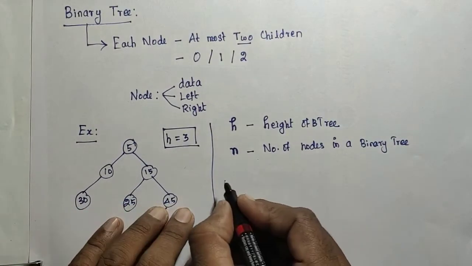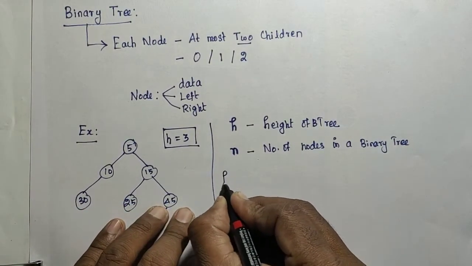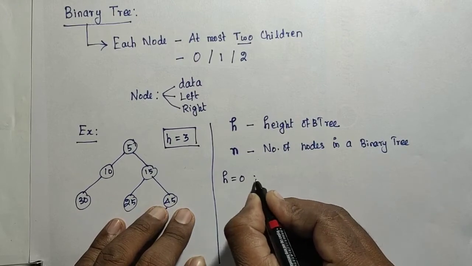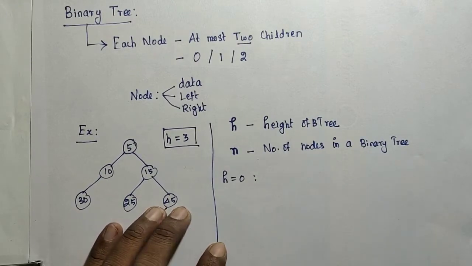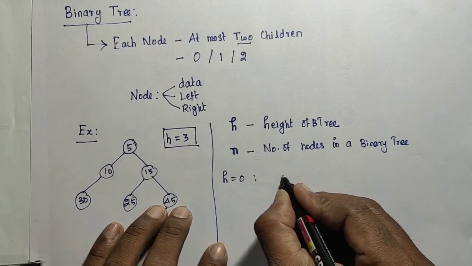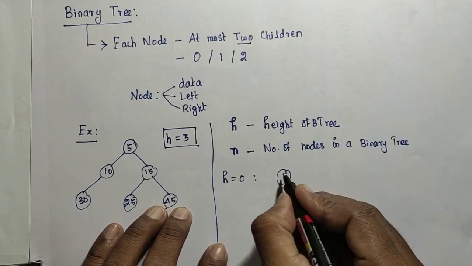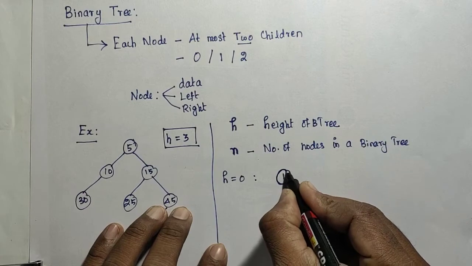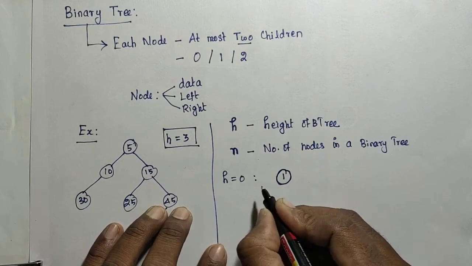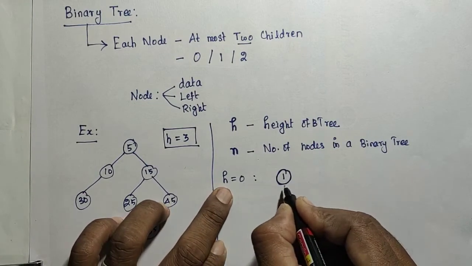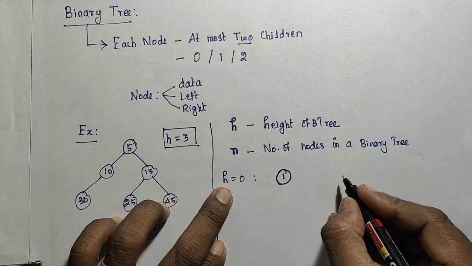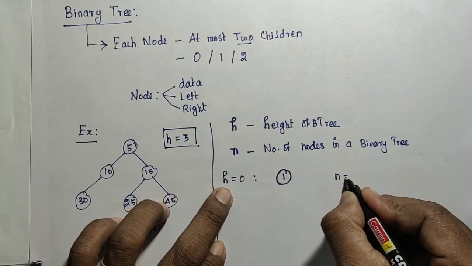For example, if height h equal to 0, height equal to 0 means only one node is there. That is only root. So only one node means what will be the height? It is 0 only. So height equal to 0, the maximum number of nodes I can add is n equal to 1.